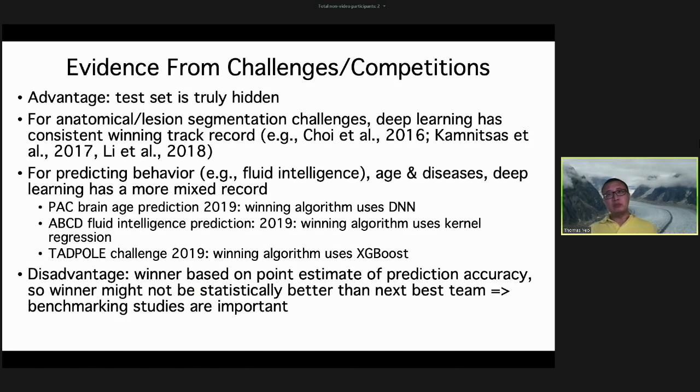One problem with using evidence from competitions is that the winner is usually based on the point estimate of prediction accuracy. For example, the winning team might only be better than the second best team by 0.0001%. So in that scenario, the winner might actually not be statistically better than the second best team. Therefore, looking at evidence from benchmarking studies will also be quite important.